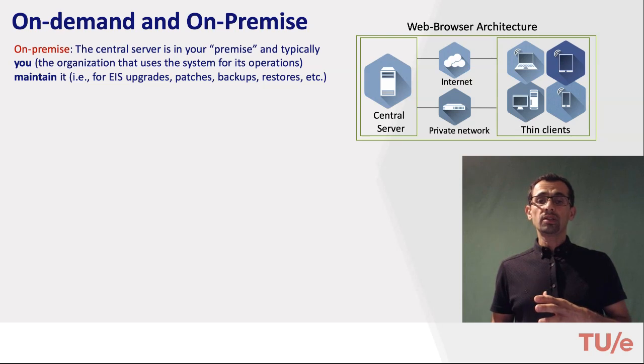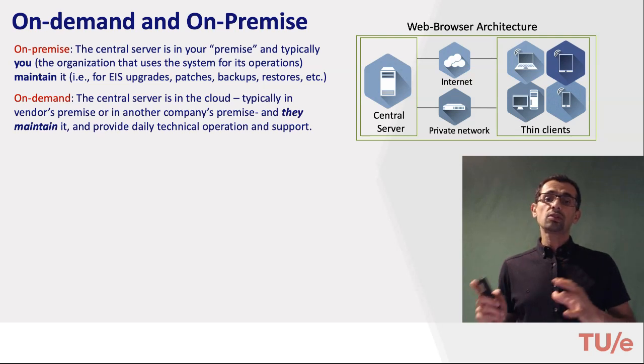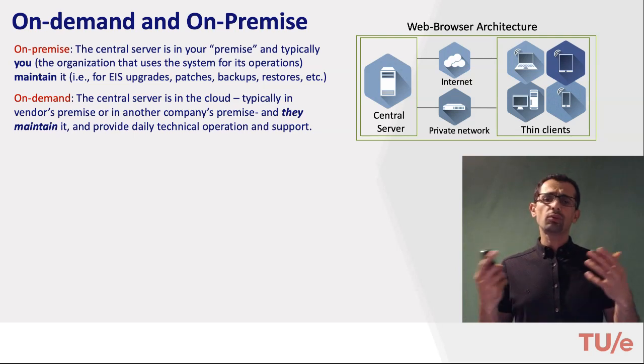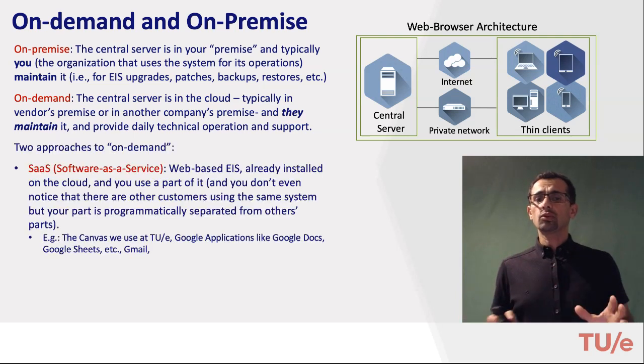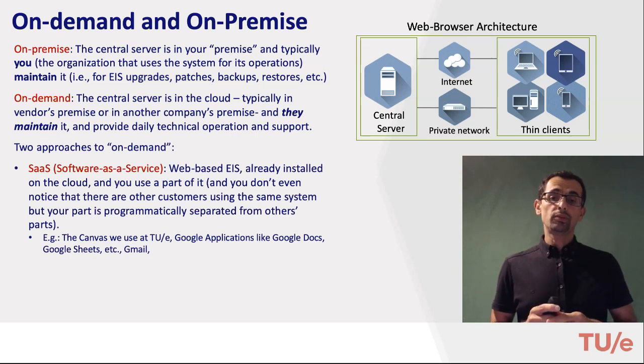On-demand is rather different when it comes to who maintains what. Okay, on-demand. Now, in this approach, the central server is in the cloud or, let's say, in the vendor's premise, and typically they maintain it. They provide daily technical operation and support. There are currently two main approaches to the on-demand provisioning. First one is SaaS, Software as a Service.